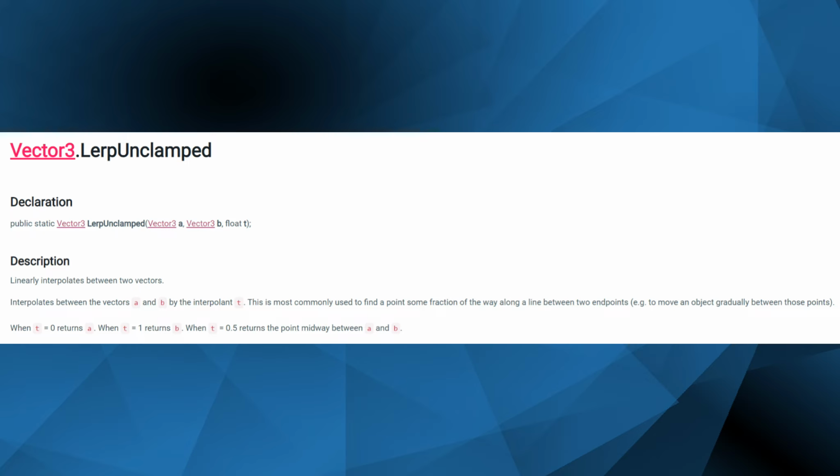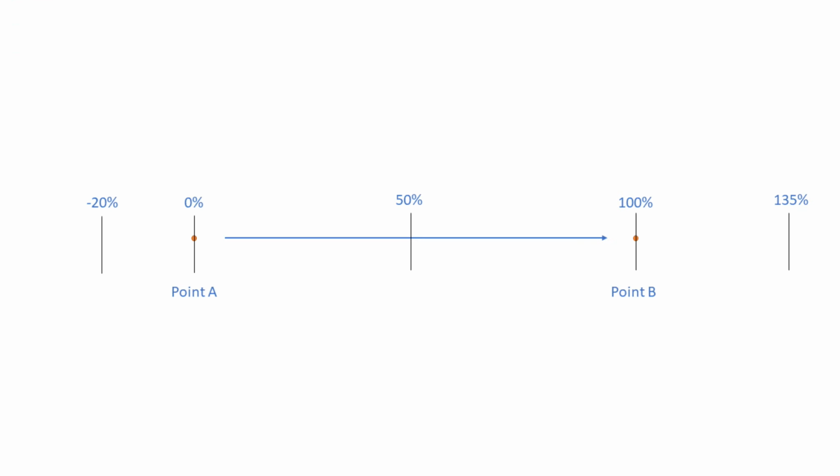The second function is called LerpUnclamped. It has the same parameters and output as the regular Lerp, only it has a slightly different behavior. In regular Lerp, the float parameter t is clamped to the range 0 to 1, meaning a value of less than 0 is treated as 0, while a value greater than 1 is treated as 1. LerpUnclamped has no such check, and therefore would treat a t value of 1.35 as 135% of the way from point A to point B.